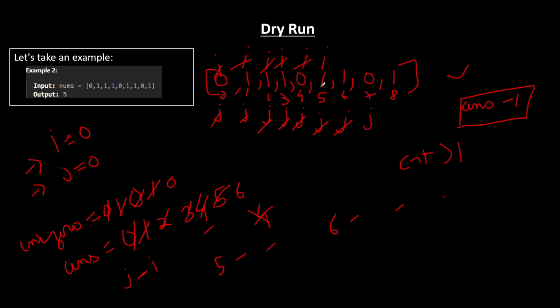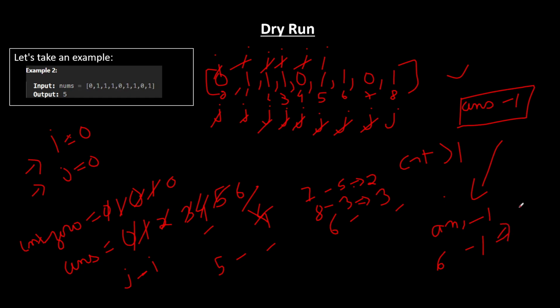What is the difference? 7 minus 5 is 2, right? It is smaller than the previous one, which we had as 6. So j gets incremented again to 8, and 8 minus 5 is 3, which is less than 6. So we have 6 as the output stored in the answer, but at the end we do answer minus 1, as I made you save it here. 6 minus 1 gives me 5, which is our answer.